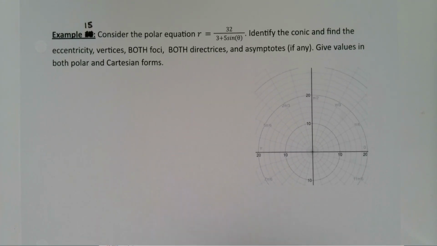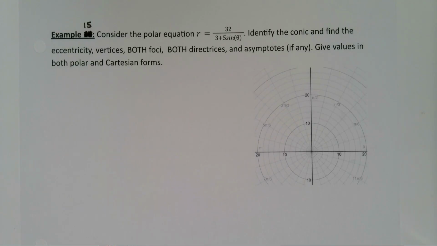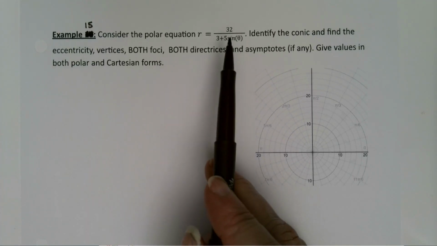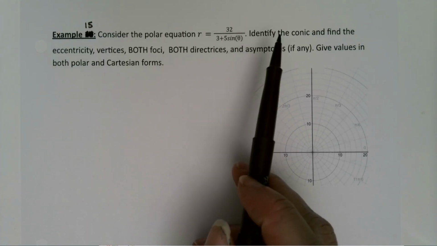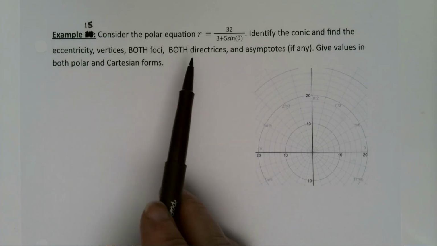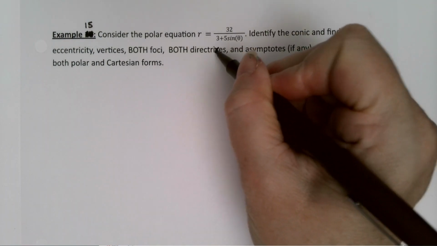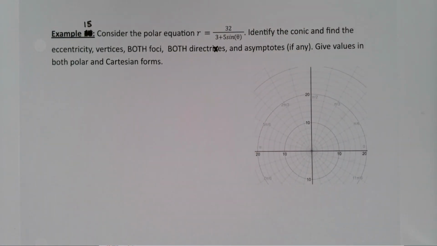All right, so let's look at an example. This is going to be 15. Consider the polar equation r equals 32 over 3 plus 5 sine theta. Identify the conic and find the eccentricity, the vertices, both foci, both directrices, and asymptotes, if any. Give values in both polar and Cartesian forms.